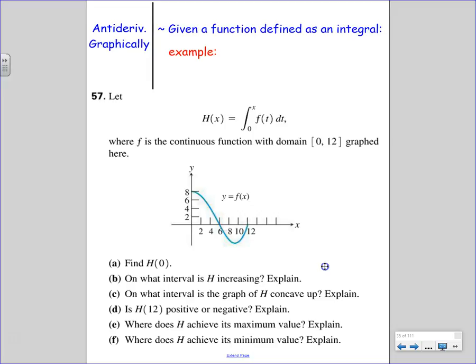If you're given a function defined as an integral, aka an antiderivative, but you're given a graph of the integrand, aka a graph of your original, to think about h, we have to think about its antiderivative. Looking at a graph of f, how do we graphically consider h? With the accumulator. You guys ready for me to zoom in?